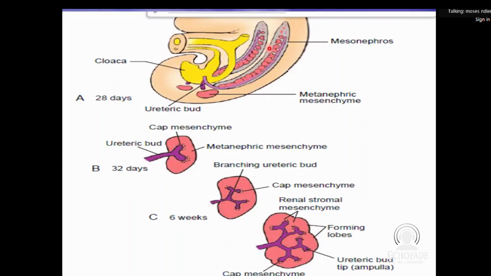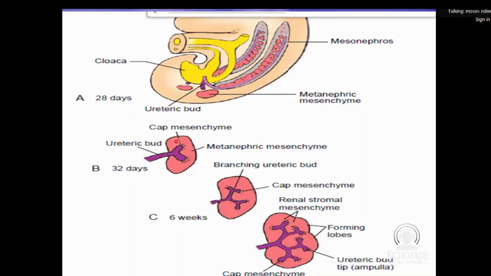Mesenchymal epithelial induction. The epithelia of the ureteric bud induce the mesenchyme tissue, that's mesenchymal induction, but the mesenchyme tissue also induces that epithelia so that you have division of the ureteric bud into two. That is what we are referring to as reciprocal induction. And this is what we are talking about here.